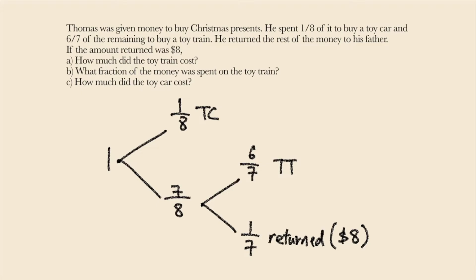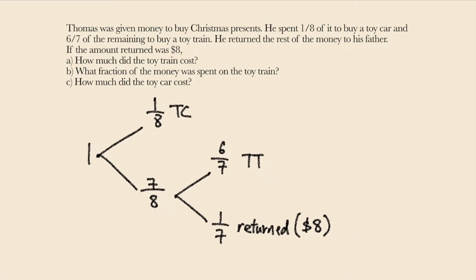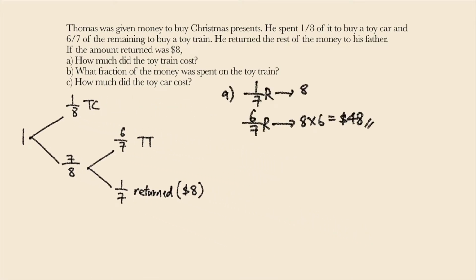So this is where we actually go from branch to branch to branch. How much did the toy train cost? Oh, actually this question is quite simple. Toy train's up here, and our real number given is down here. So if 1/7 is $8, what's 6/7? Oh, you just multiply by 6. And that's what we do for part A. 1/7 of the remainder, $8. 6/7 of the remainder, this is the remainder right here, is simply 8 times 6, 48 actual dollars.